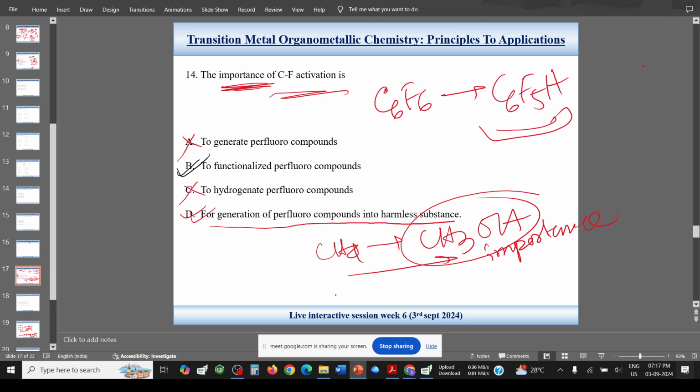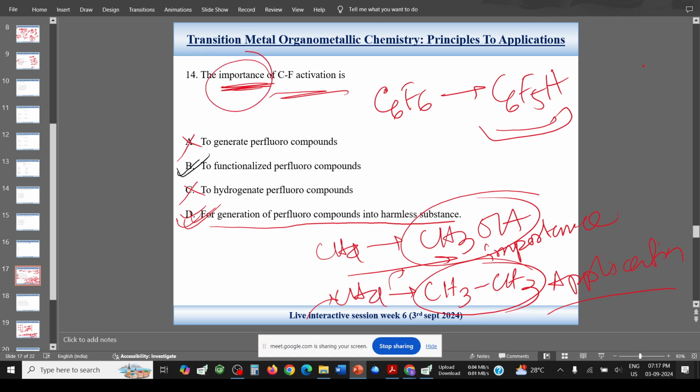But let's say I convert methane to ethane, is there any importance? No, because that is something applicable, an application of CH activation. By doing CH activation, we can convert methane to ethane. That is an application of CH activation. But all applications may not have importance. So option D will be the correct answer. The word importance here is very important. Okay.